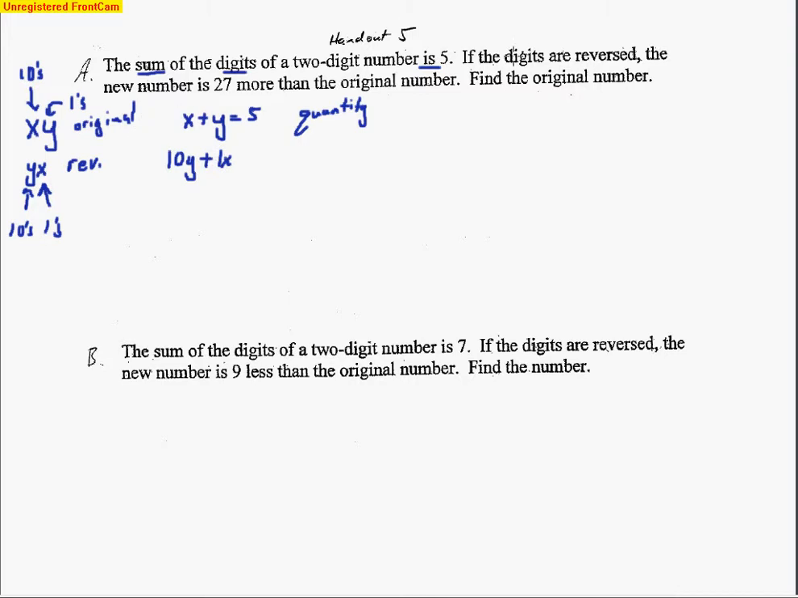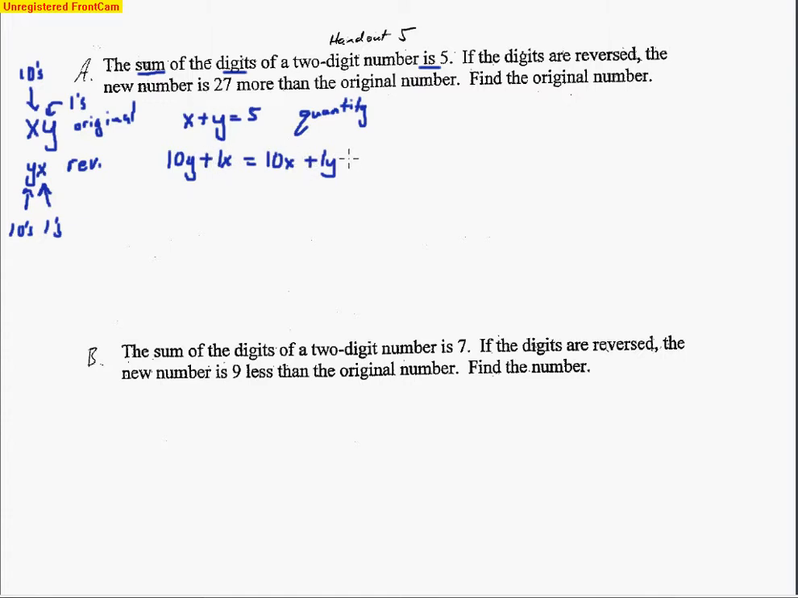If the digits are reversed, the new number is 27 more than the original. So this number is bigger than the original. Let me rewrite the original number. The original number was, well, the x was in the tens place and the y was in the ones place. But they don't equal. Remember, this one right here is 27 bigger than this one.